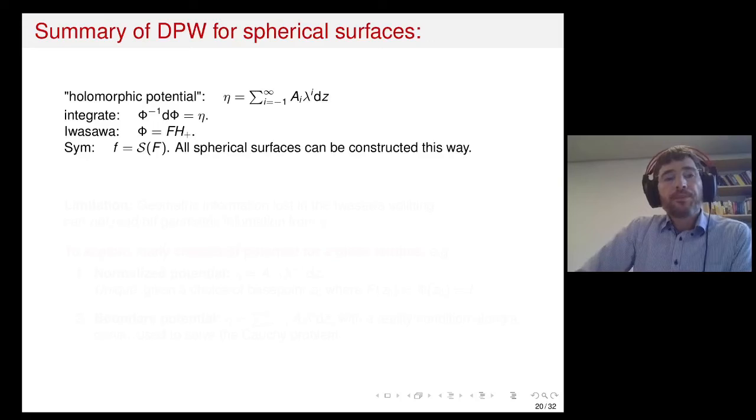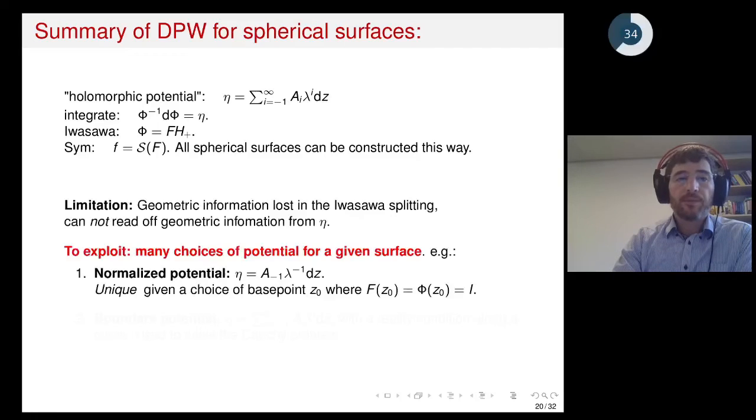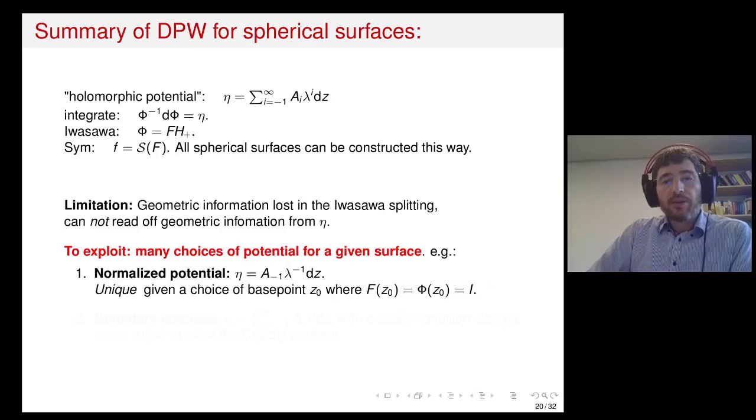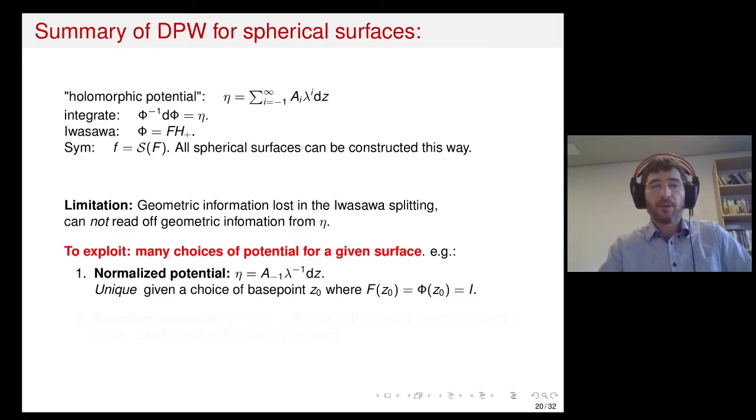Okay, so here's a summary again of the DPW method for spherical surfaces. Start with the holomorphic potential, integrate it, Iwasawa decompose, Sym formula, and we can construct all spherical surfaces this way. So the limitation is that geometric information is lost in the Iwasawa splitting, or in the Birkhoff splitting if you go the other direction. So it's not easy to read off the geometric information from the potential. But if we want to solve geometric problems, there is something we can exploit, and that is that for a given surface, there are many possible potentials.